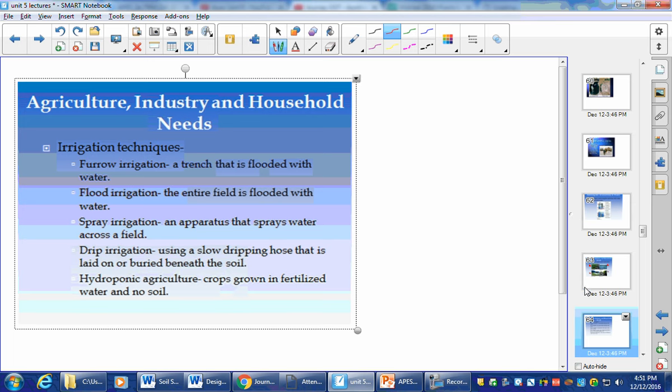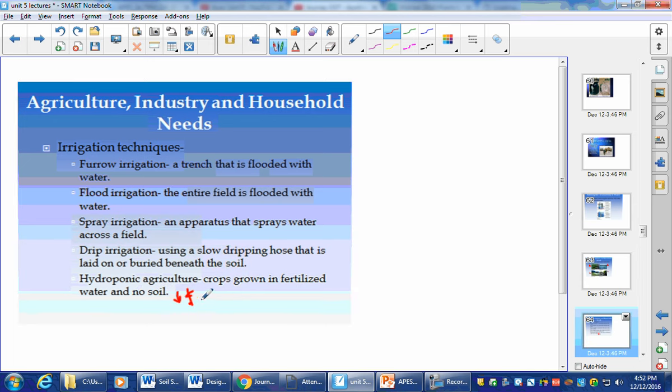Hydroponic agriculture. Crops are grown in fertilized water with no soil. Good thing about this is that you use a lot less money on fertilizer. But you have to have a lot more technical skill to do this.